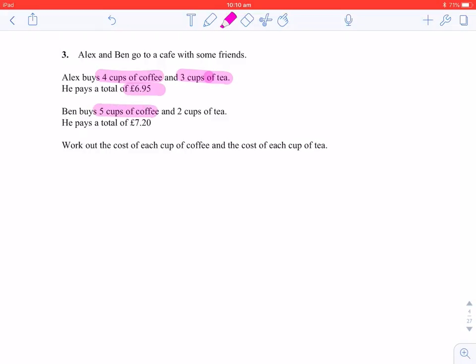Ben buys 5 cups of coffee and 2 cups of tea. He pays a total of £7.20. Work out the cost of each cup of coffee and the cost of each cup of tea.